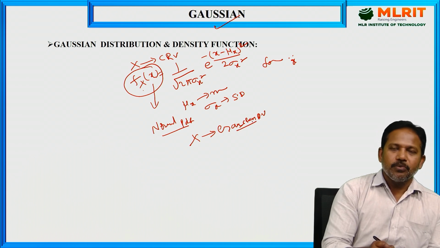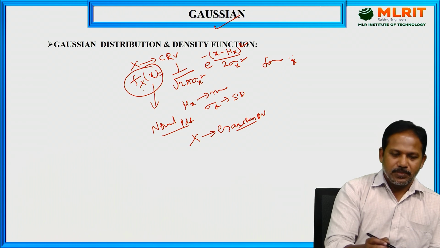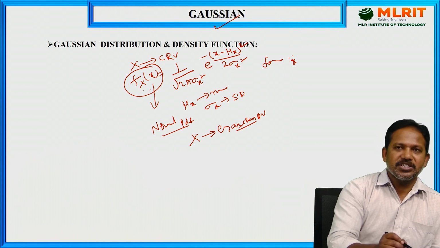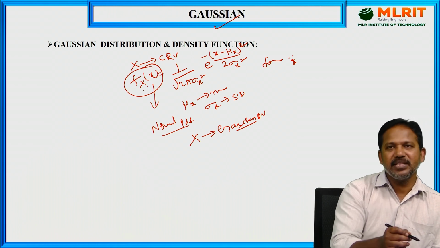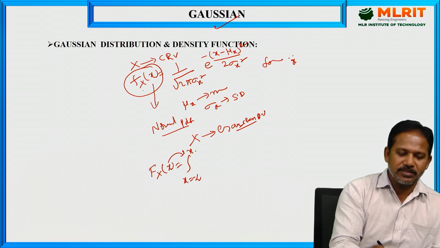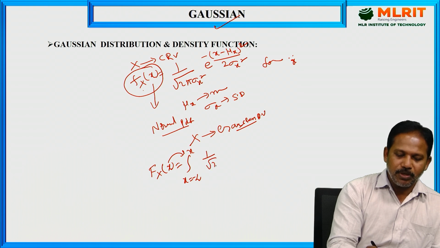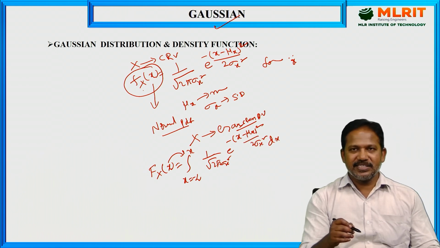Now we need to discuss the Gaussian density function. Already this is the Gaussian density function. Now we need to discuss the Gaussian distribution function. Gaussian distribution function means I need to apply integration for this one, that is capital Fx of x is equal to the integral from x equal to minus infinity to x of 1 by square root of 2 pi sigma x square into e power minus of x minus mu x whole square by 2 sigma x square with dx, for all x values.